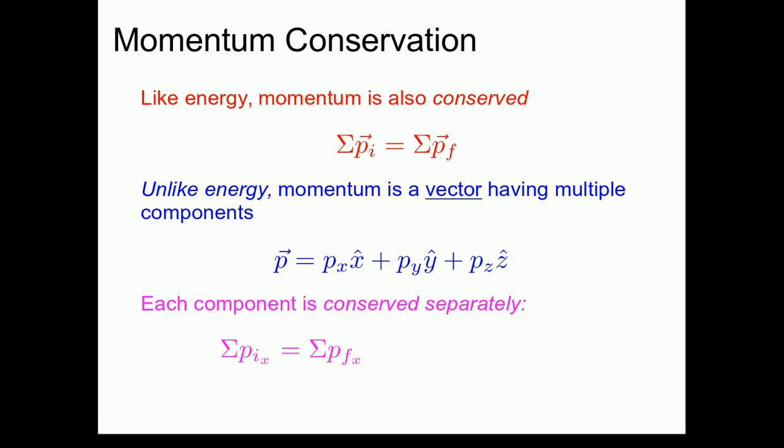Therefore, the sum of all the x components before some process must be equal to the sum of all the x components after. Same for the y direction. And same for the z direction. In this class, we will not explore problems that exist in 3 dimensions, so we won't need a z component. We'll only need x and y.